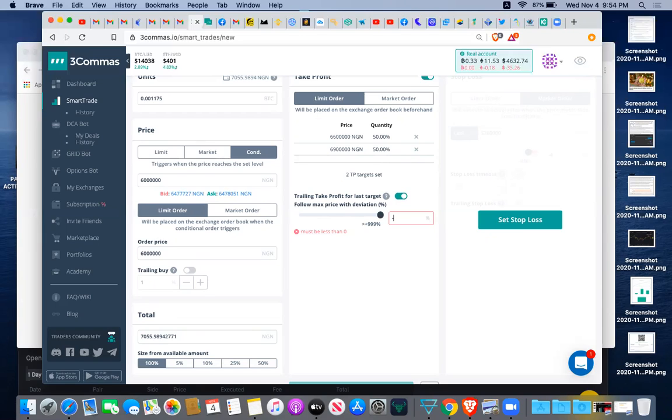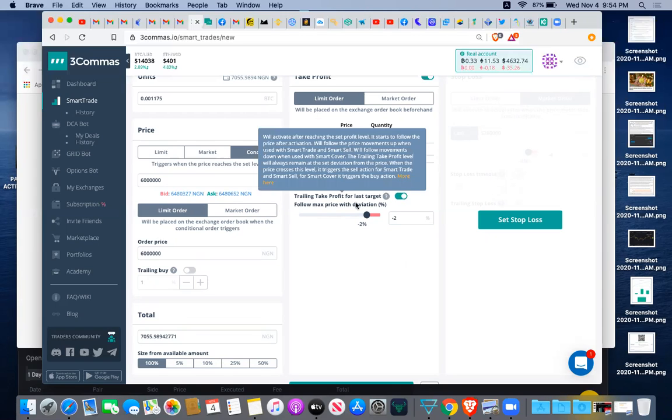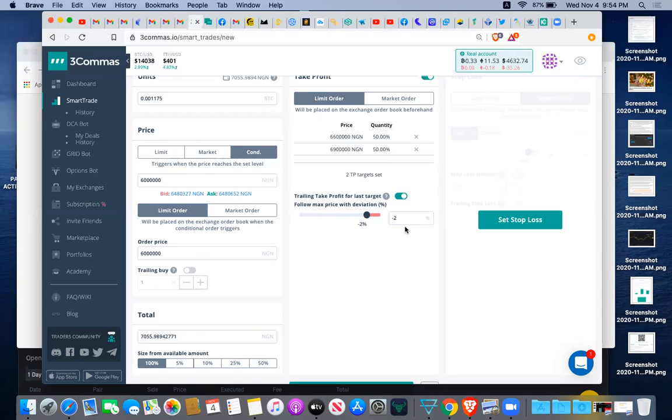Okay, 2%. What does that mean? What it means is that you set price that when the market gets to 6.6 million, it should sell for you, which is going to give you 10%. Okay, but in this way, when you activate this, when the market gets to 6.6, it's going to activate this order, and the market continue to go on. If you get to this, it activates another order. The market continue to go up, continue.